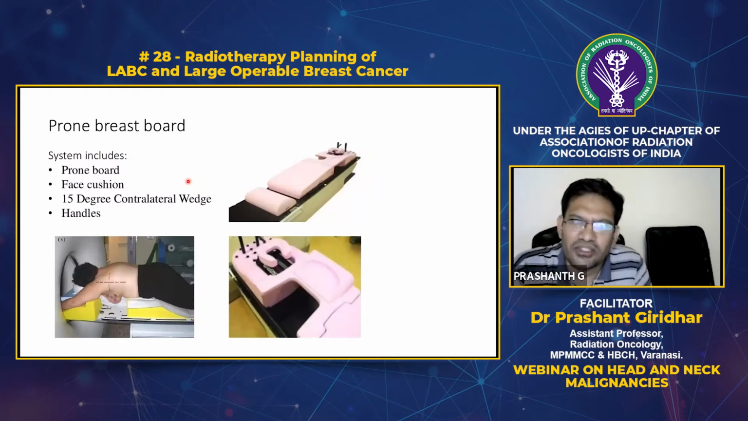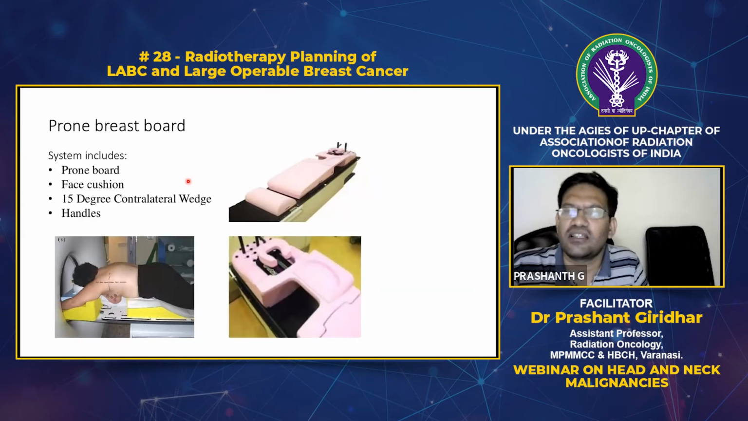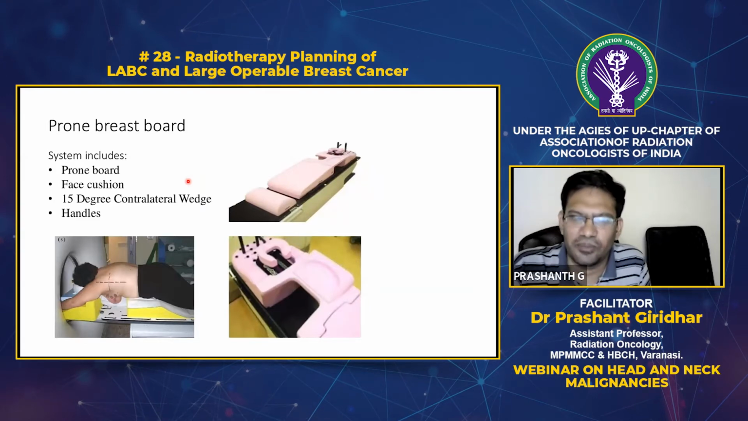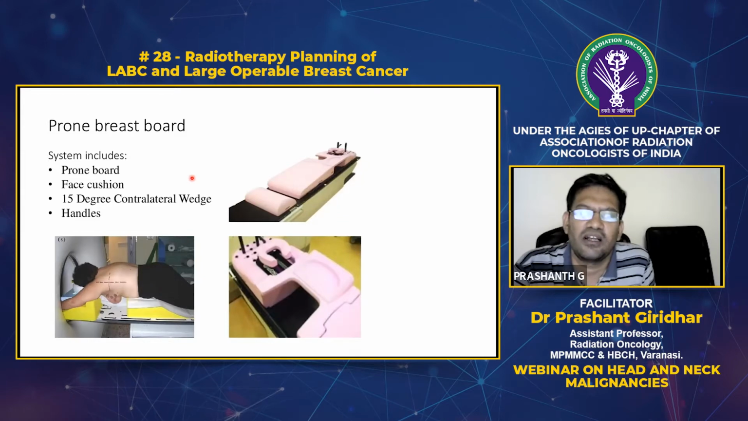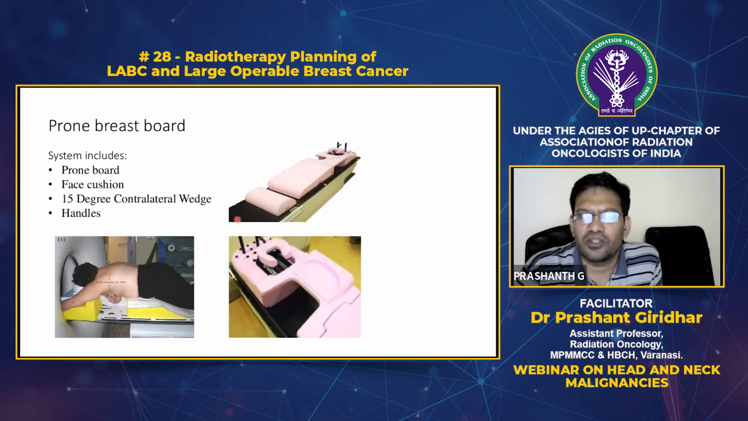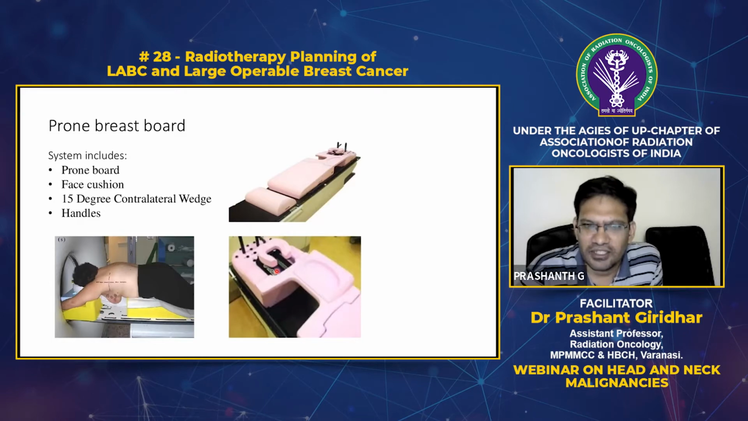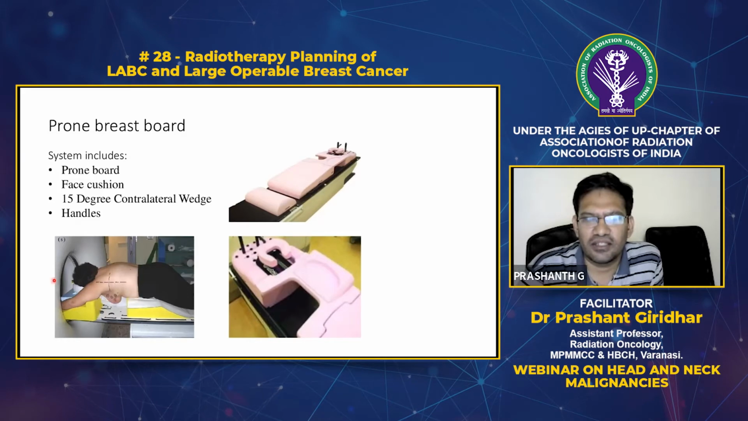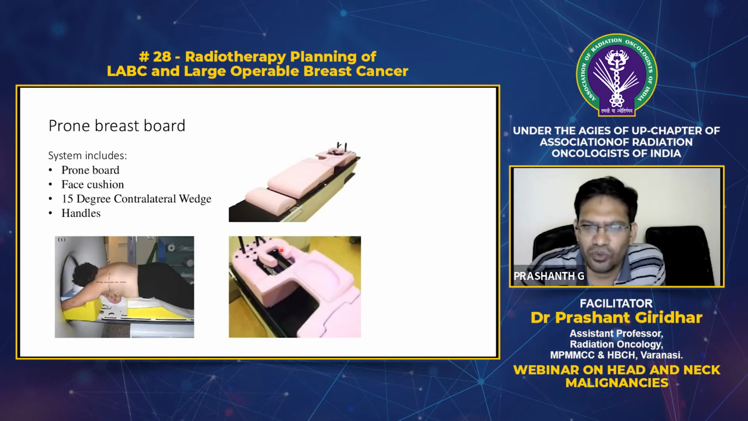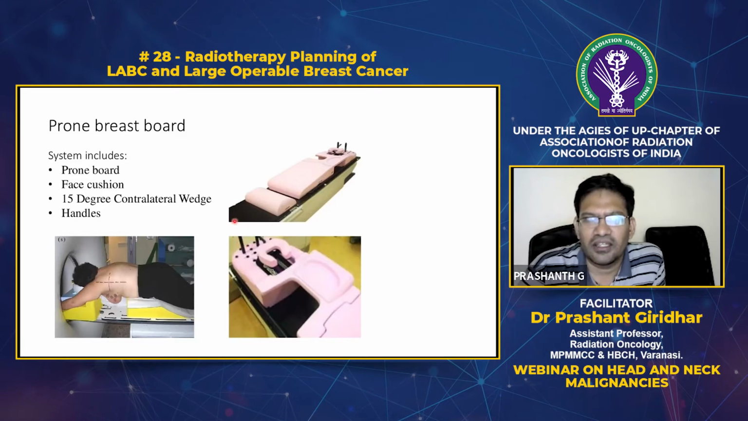So what we have seen now is the supine breastboard. There is another option which is not very commonly available but useful in certain conditions, that is called the prone breastboard. Now the prone breastboard has certain components in it. There is a face cushion where the patient lies in the prone position and keeps her face over the cushion. Then like the supine breastboard, you have got certain things to hold your arms. And then there is a space here where the breast that needs to be treated would be placed.